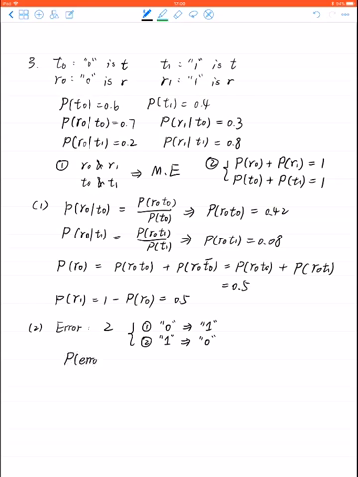So the probability that an error happens equals the probability that 0 is transmitted and at the same time 1 is received. So it should be P(T0) multiplied by P(R1 | T0), plus P(T1) multiplied by P(R0 | T1), and that equals 0.26. That is the answer to question 3.